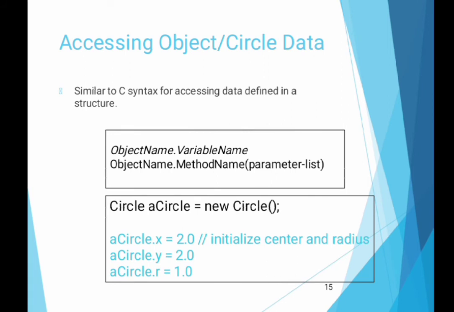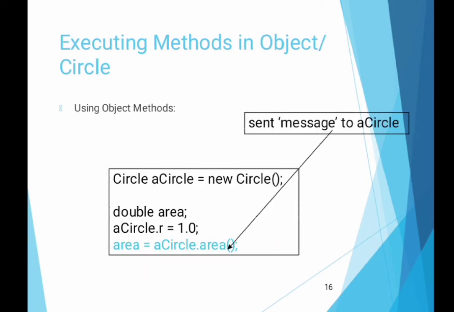Okay, accessing object circle data. How can we access that particular variable and methods? By using object name dot method name or object name dot variable name. For example, as A circle is an object of the circle class, as we have already declared above, A circle equal to new circle. Then object dot x is equal to 2, object dot y is equal to 2, and object dot r is equal to 1. That we can access by using the dot operator.